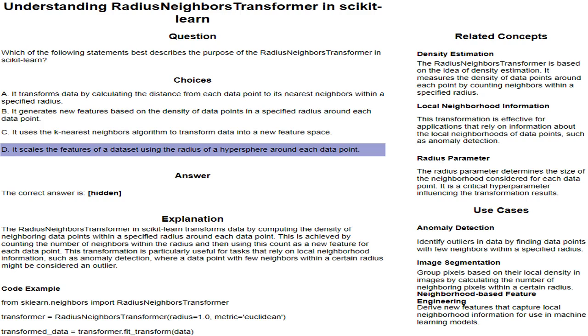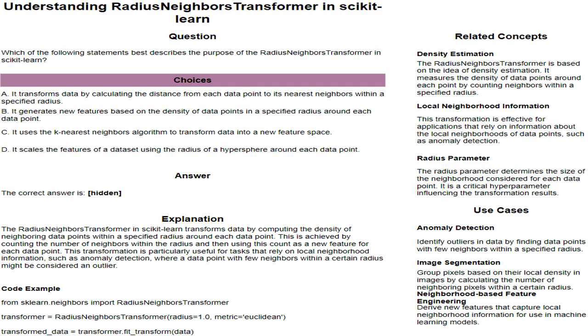This choice is incorrect because the radius neighbors transformer does not directly calculate distances to nearest neighbors. Instead, it focuses on the number of neighbors within a specified radius. This choice is correct. The radius neighbors transformer computes the density of neighboring data points within a specified radius around each data point. It does this by counting the number of neighbors within the radius and then using this count as a new feature for each data point.